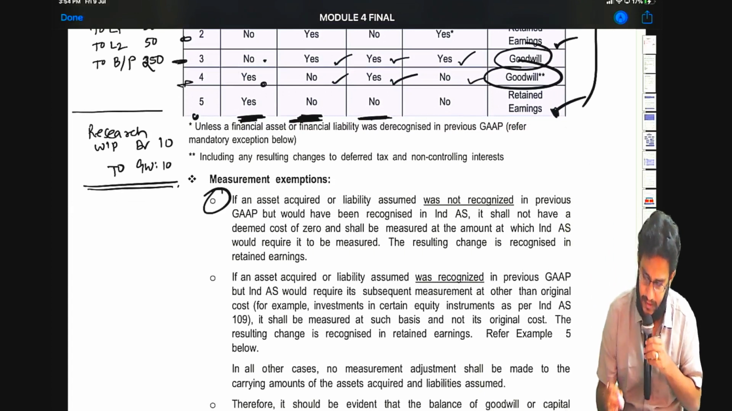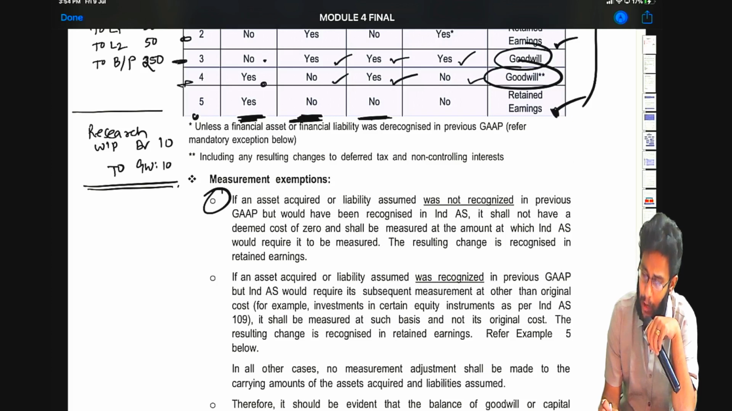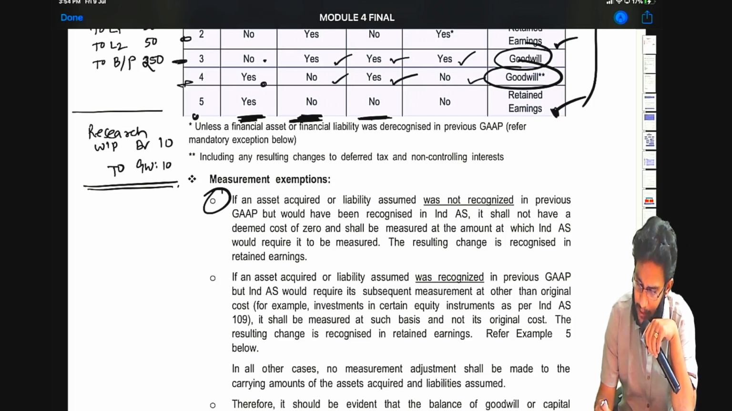So let's read this. If an asset acquired or liability assumed was not recognized in the previous GAAP but would have been recognized in Ind AS, it shall not have a deemed cost of 0 and shall be measured at the amount at which Ind AS would require it to be measured. The resulting change is recognized in retained earnings.